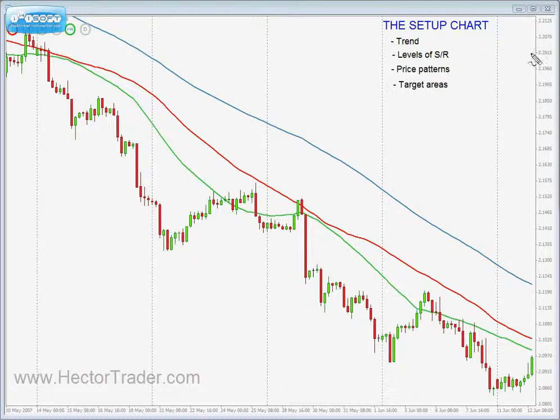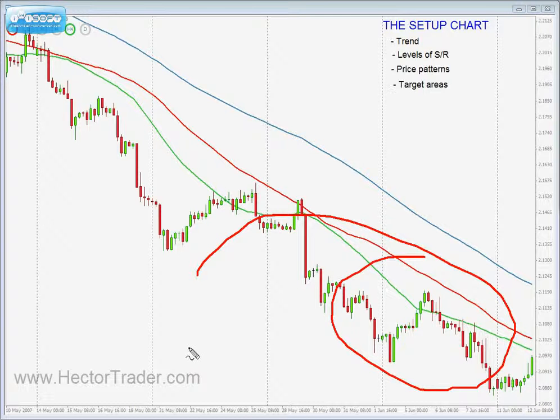Okay, also, as I was saying, I use the setup chart in order to find what my main levels of support and resistance are. Let's assume we are considering this downtrend scenario. Perhaps we might be interested in searching for short entries only, of course, since we are in a downtrend. So I would use this 4-hour time frame in order to search what my levels of support and resistance in this trending scenario are.